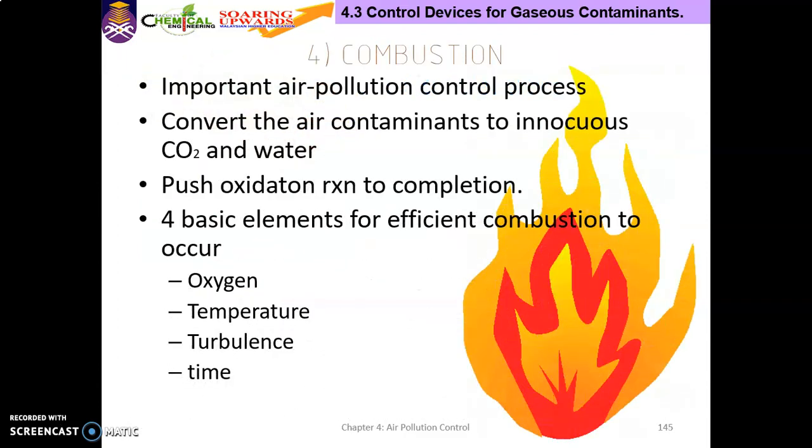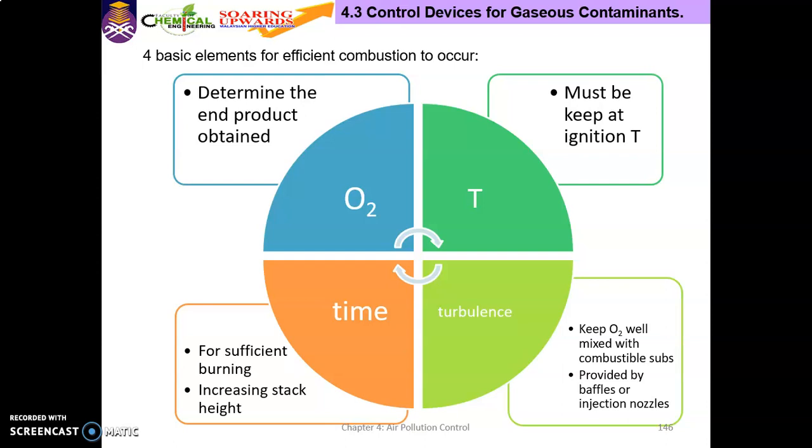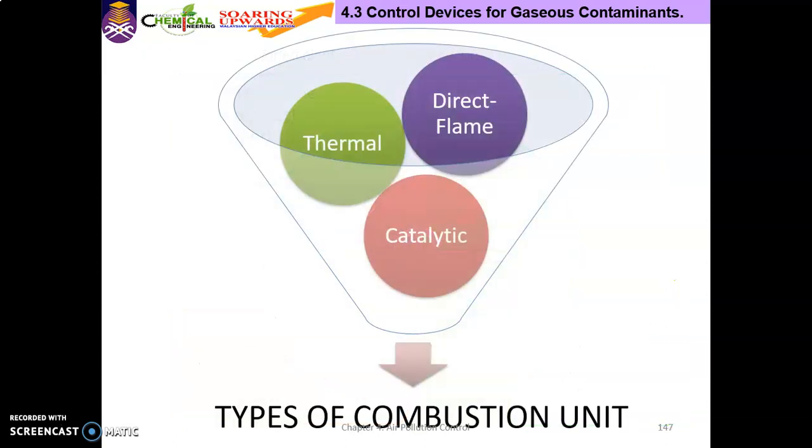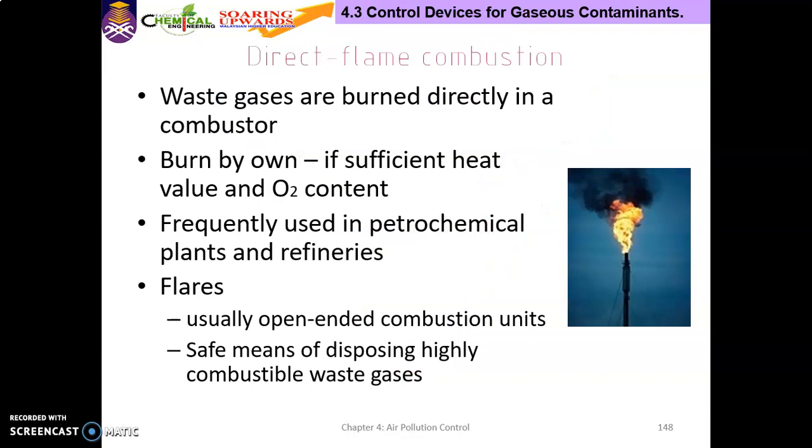And lastly, to control gas contaminant, combustion process can be used. For efficient combustion to occur, we need oxygen, temperature, turbulence, and certain time, to convert the air contaminant to, in this case, CO2 and water. So the product will be CO2 and water. So 4 basic elements for efficient combustion: oxygen, temperature, time, and also turbulence. Okay, type of combustion, we have 3 types: thermal combustion, direct flame combustion, and catalytic combustion.